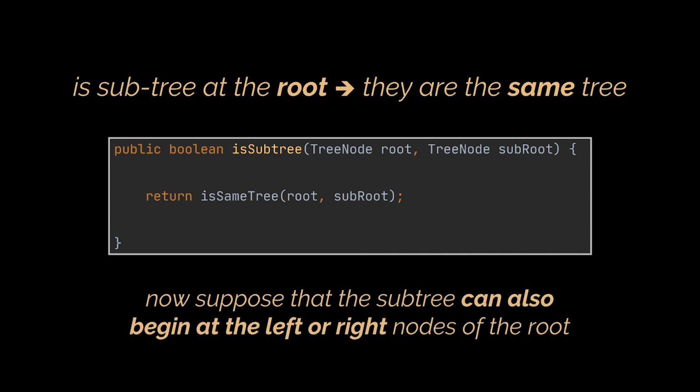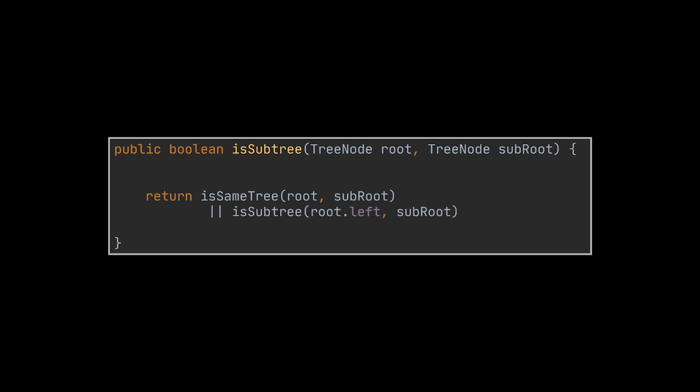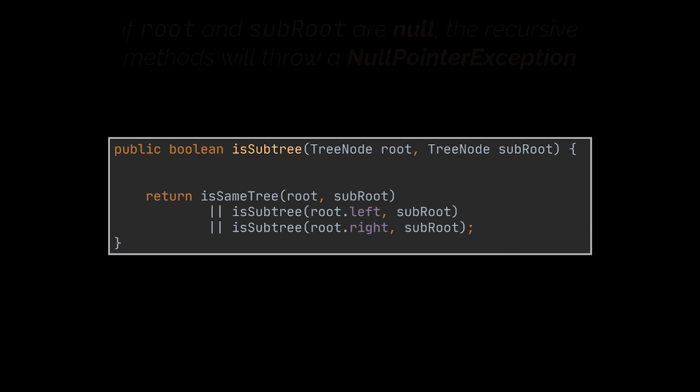Okay, now if we go ahead and scale our subproblem up by taking into consideration that the subtree can begin at the left and right nodes of the root, then we will need to apply this same logic on the left and right nodes of the root, i.e. check if the second tree provided is a subtree of the first on the left node, or if it is a subtree of the first provided tree on the right node. If any of these calls return true, then we've got a solution.